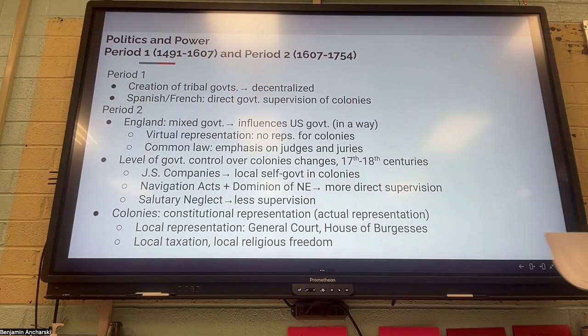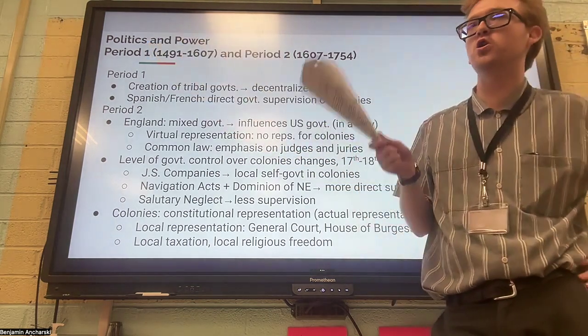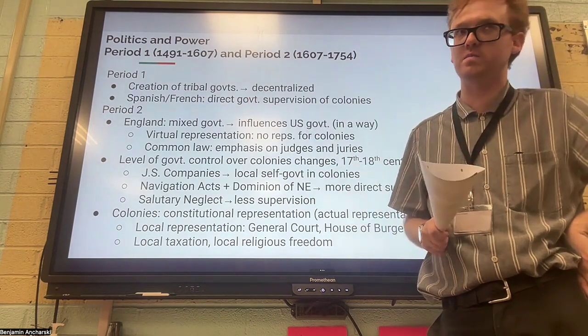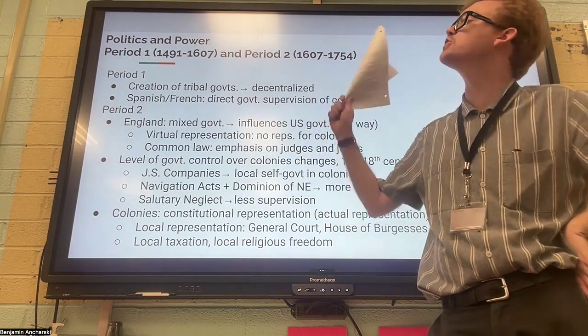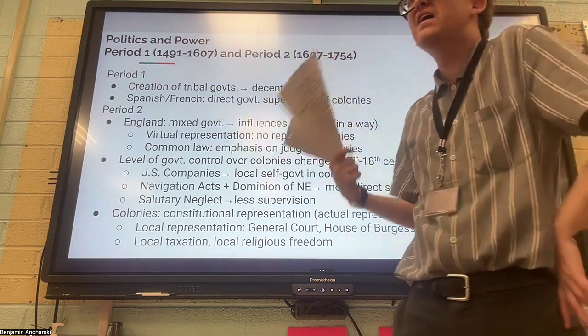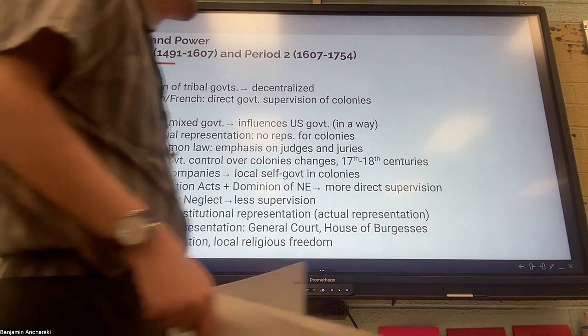But speaking of the English colonies, let's go ahead and talk about those. England is a weird country in terms of its political system. England is not an absolutist monarchy. Rather, it is a constitutional monarchy, aka a mixed government. And that nature of a constitution will definitely influence the American political system. We are a constitutional republic. England is a constitutional monarchy.